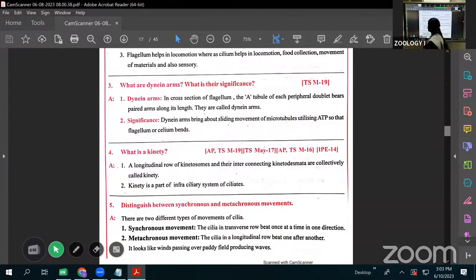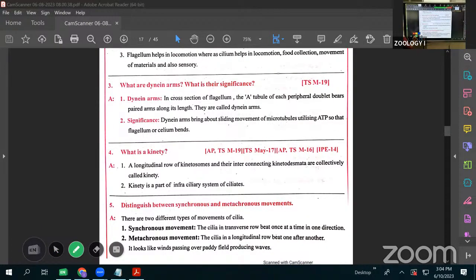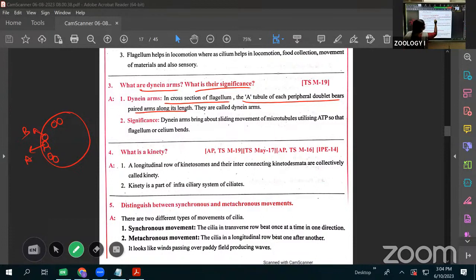The next VSAQ is the dynein arms. What is their significance? Dynein arms are seen in the cross section of the flagellum, on the A tubule of each peripheral doublet. I already drew the diagram yesterday. The nine peripheral doublets are there, and each one has an A tubule and a B tubule. The A tubule has paired arms along its length, and we call them the dynein arms.